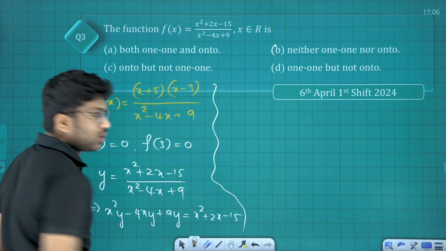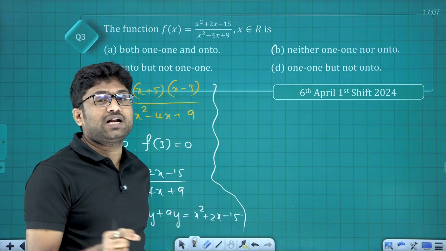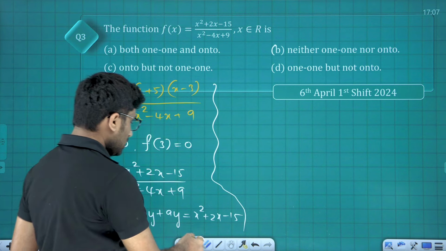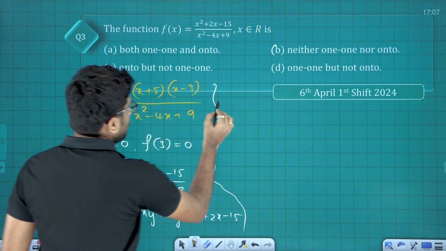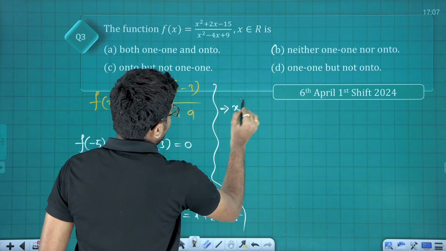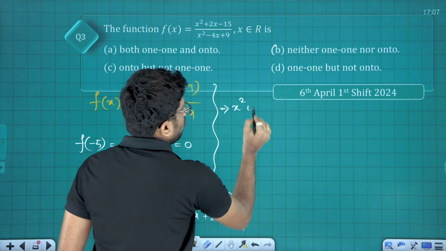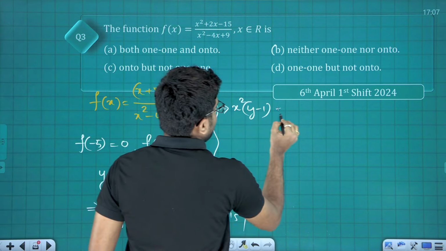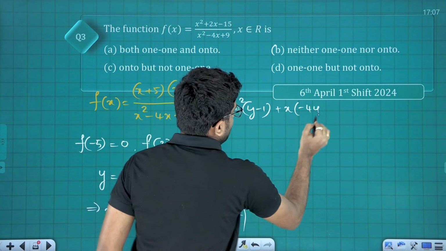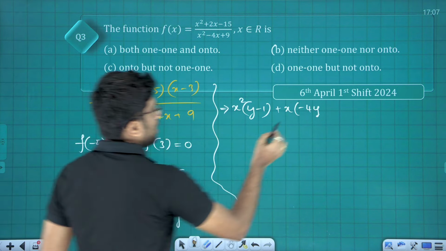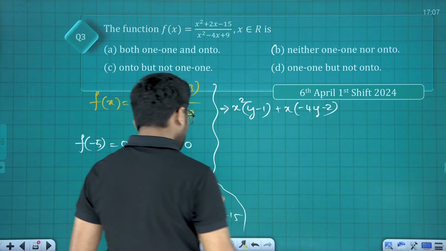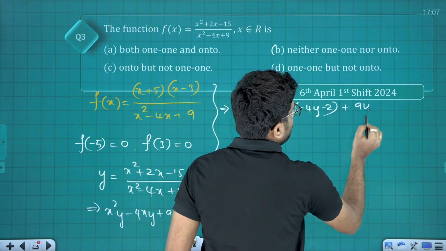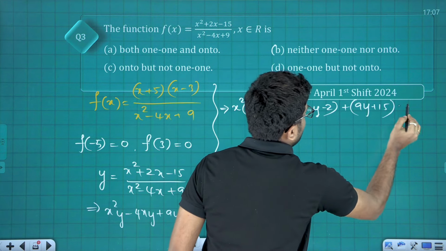Now from here, what to do? We have to express it as a quadratic equation in only x. So x square into (y minus 1), next plus x into (minus 4y minus 2), plus 9y plus 15 is equal to 0.